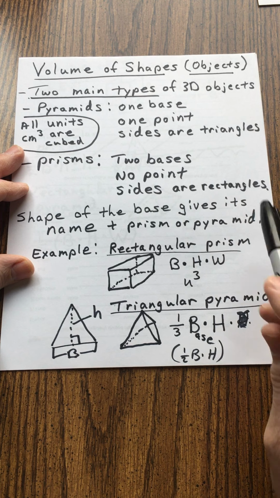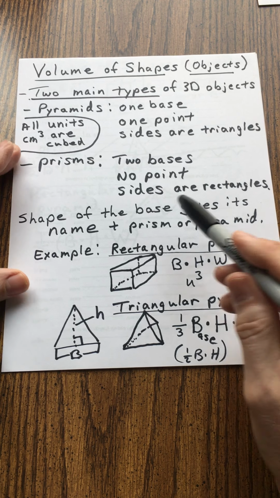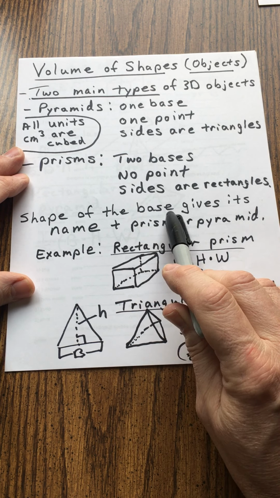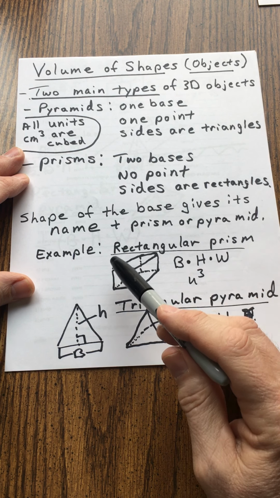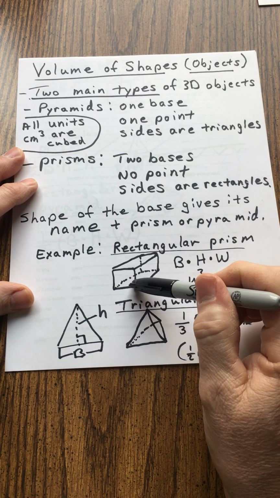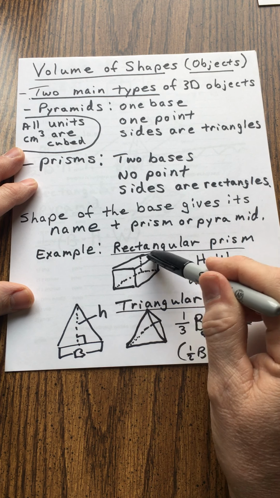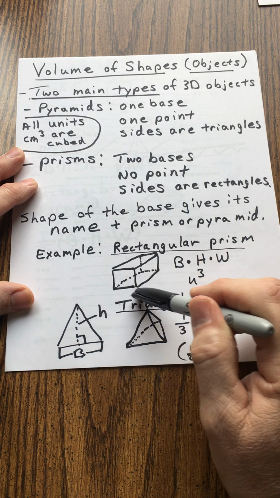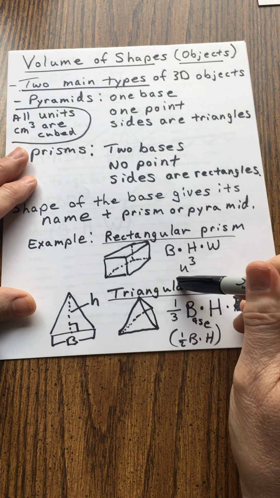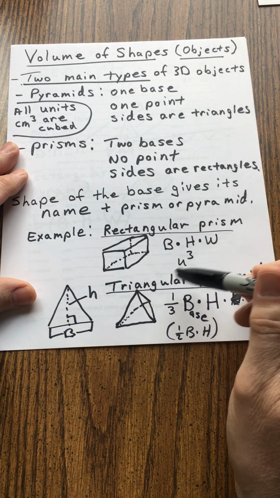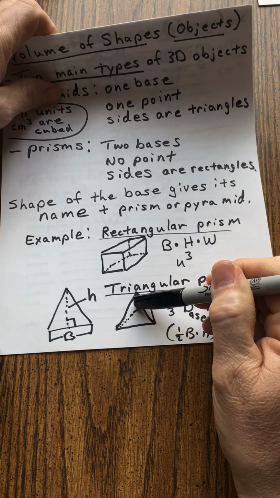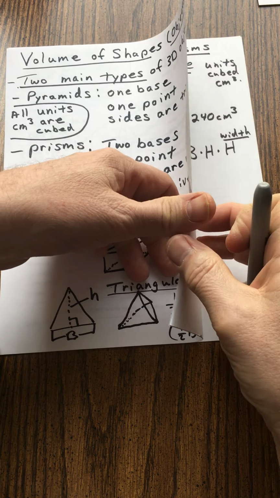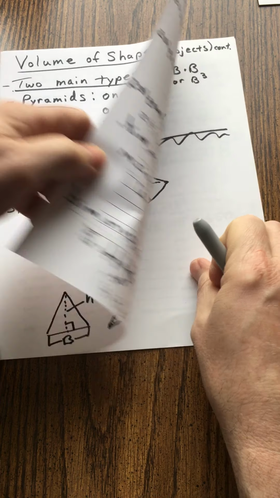Okay. So, let's talk about these. The shape of the base gives it its name, plus the pyramid or prism. Example, a rectangular prism has a rectangle on each end and rectangles all around. A triangular pyramid has a triangle for a base and then triangles all at the top. Okay, so let's move on to our next part here.